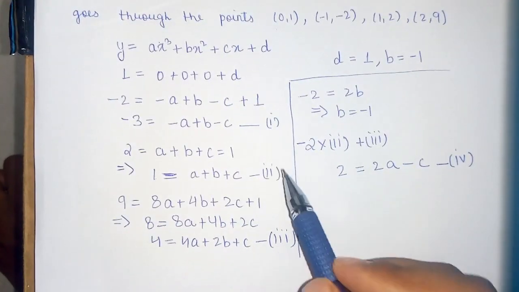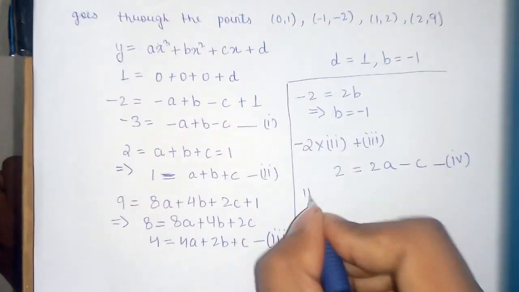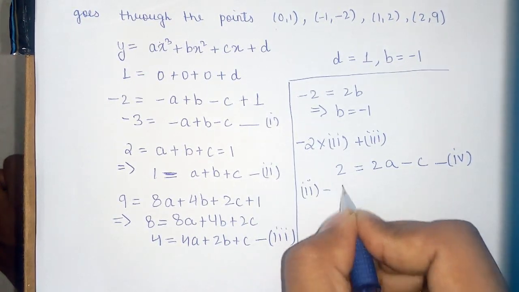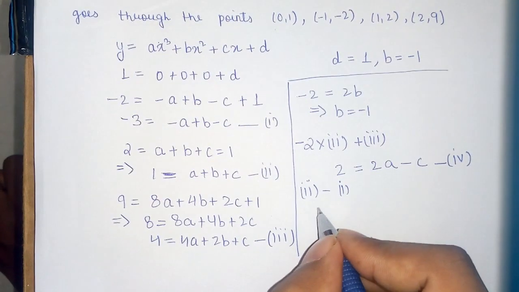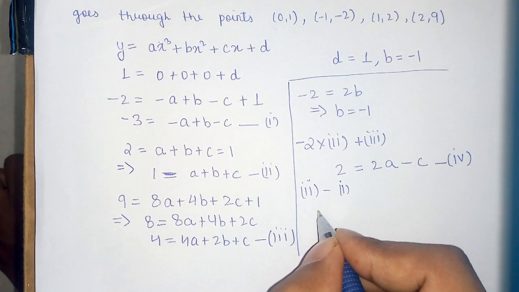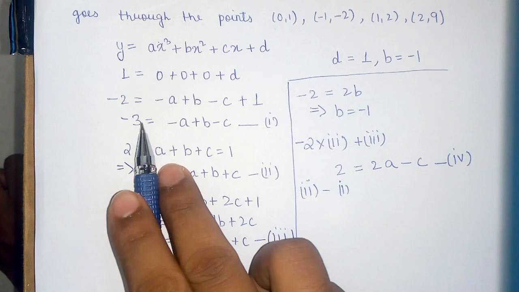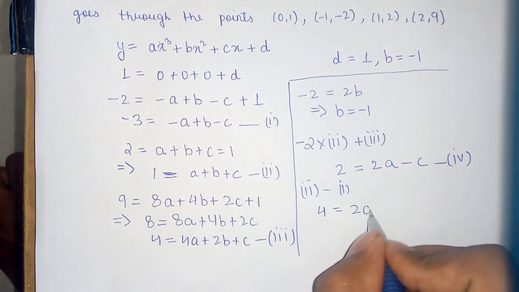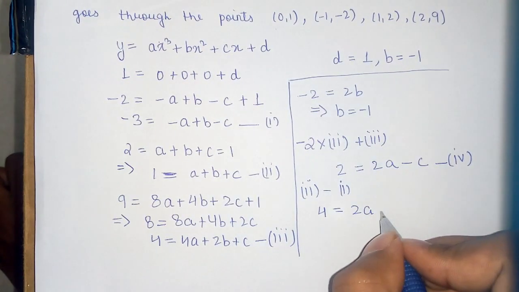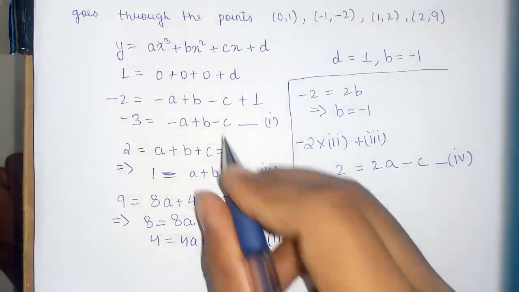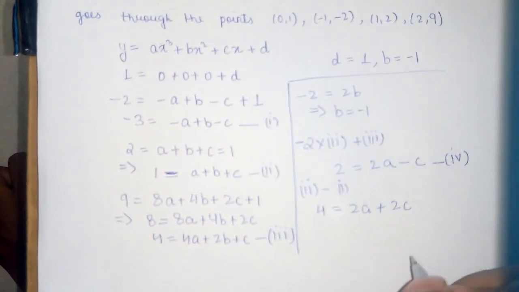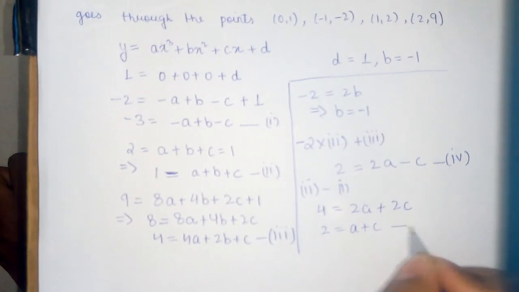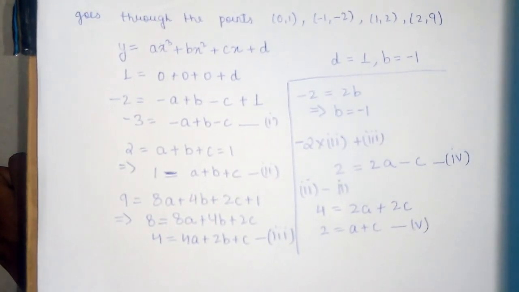Now let's subtract equation 1 from equation 2. We will have 1 minus minus 3, which is 4, a minus minus a, which is 2a, b minus b, 0, and c minus minus c is 2c, or 2 equals a plus c. Call this equation 5.